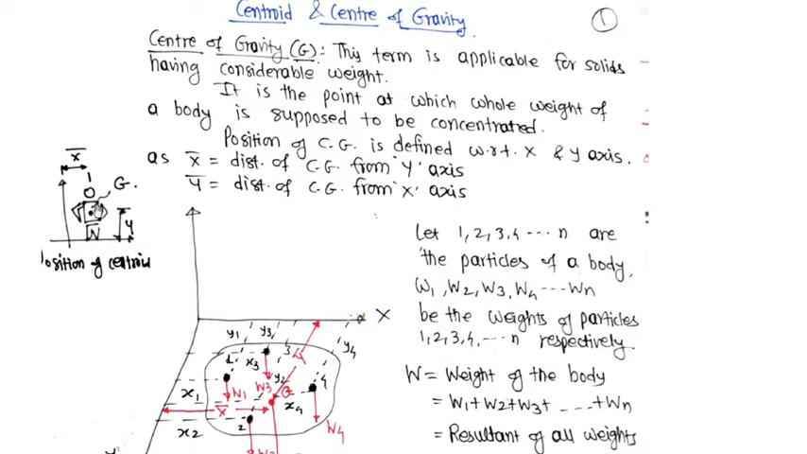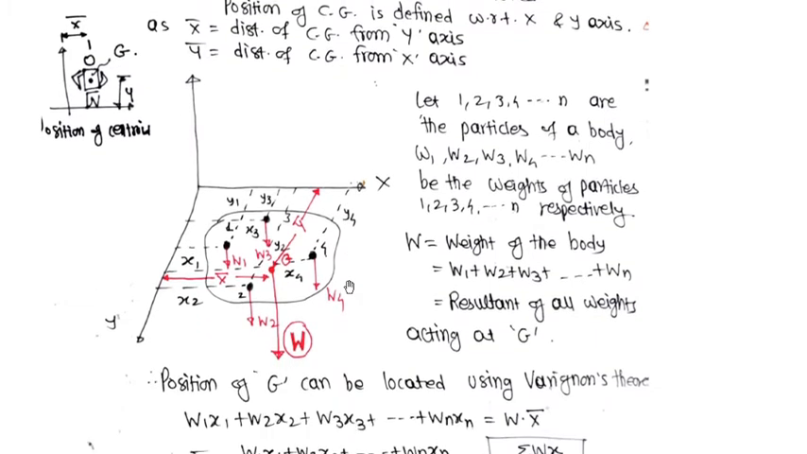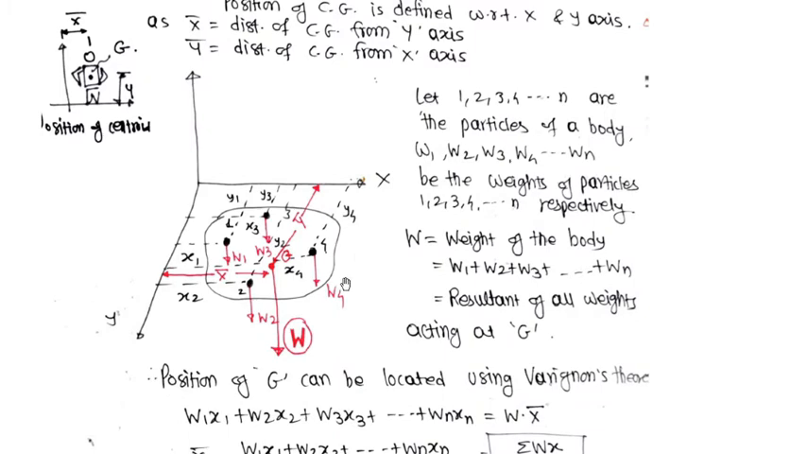In this case, person is standing in a first quadrant. So, distance of CG, if it is a plane lamina, we will call it as centroid. Distance of CG from y axis, this is x bar, and distance of CG from x axis, this is y bar. Or x bar is horizontal distance of centroid, y bar is vertical distance of centroid. Now, how to calculate or how to locate position of this centroid?